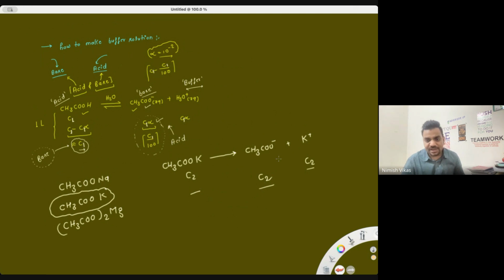Now in the solution, we have added C2 mole per liter acetate ion. This was the part which was missing. We had enough acid, only the base was lesser. So for the base, I have used another source, potassium acetate, and this source has given us enough amount of acetate also. Now let's see the situation, how this will look like. I will go to a different page now.